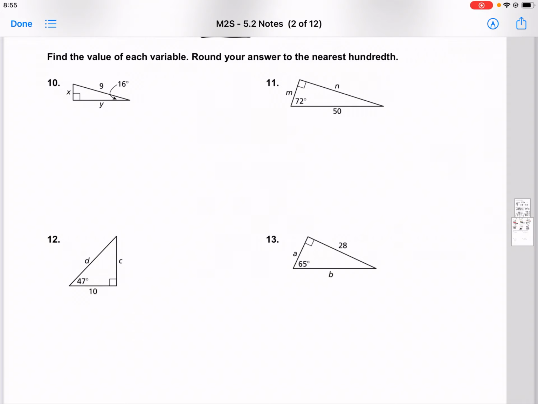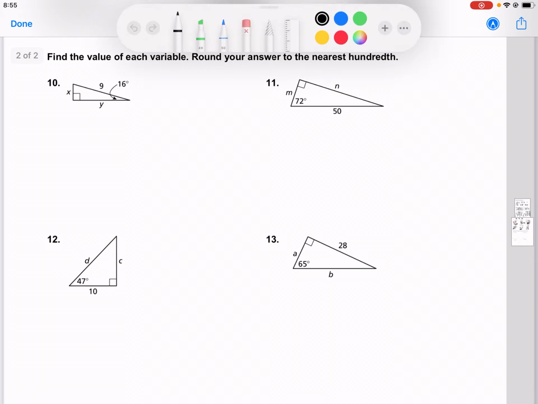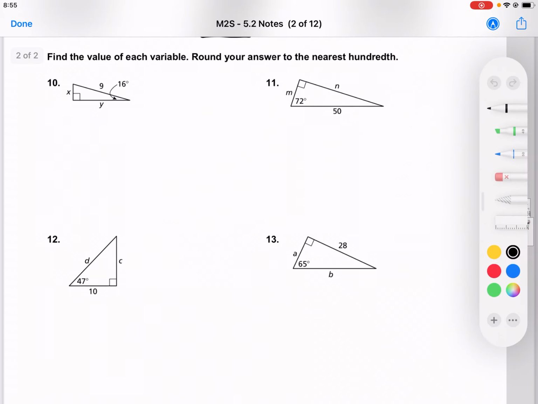All right, so let's go to this ending one. There are some problems here where you have to kind of choose which one you're going to use. And for the most part, it usually doesn't matter too much. There is usually somewhere you want to go based on some of the information. So you do want to look at what we do have.